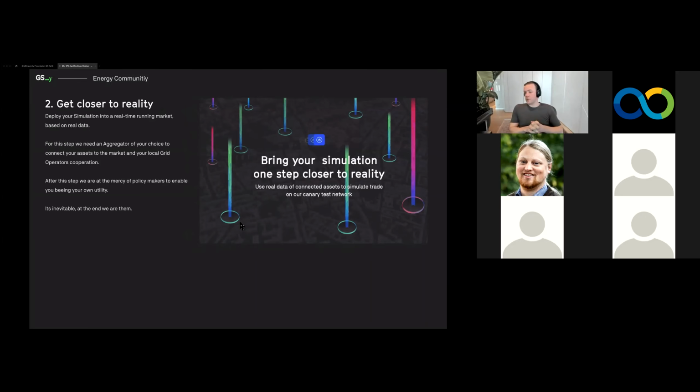We are looking forward to talk to you and deploy more real-time running exchanges based on real data with connected assets. And we call it the canary network, as the canary in the coal mine, because it's still a test. It's working on real data, but from there we can get closer and closer to reality, because demonstrations are the only way we can convince the policymakers to make this a reality where we want to go.